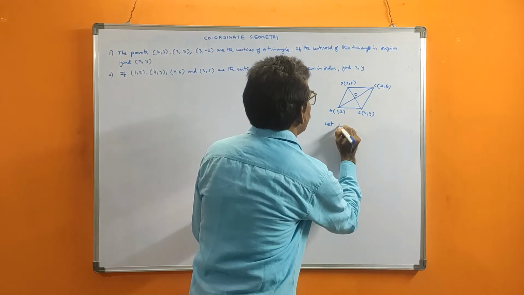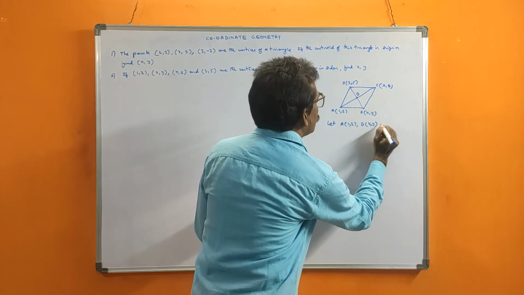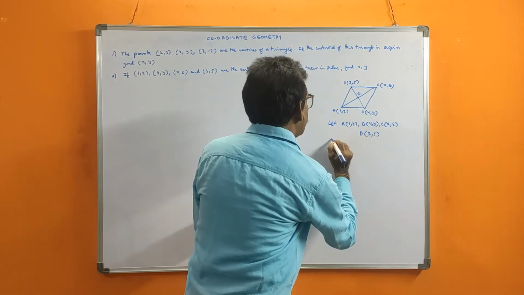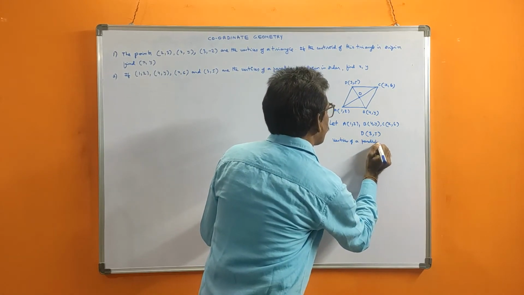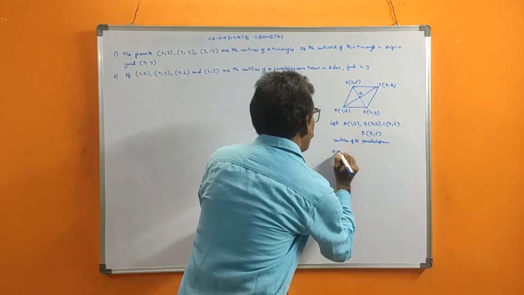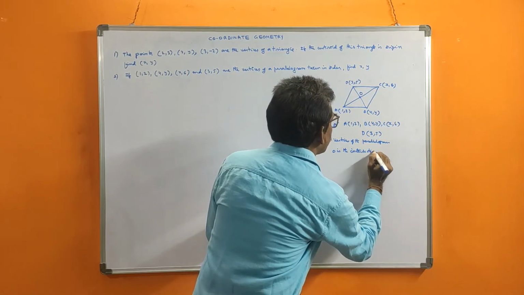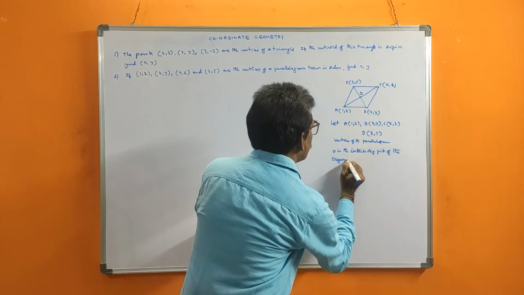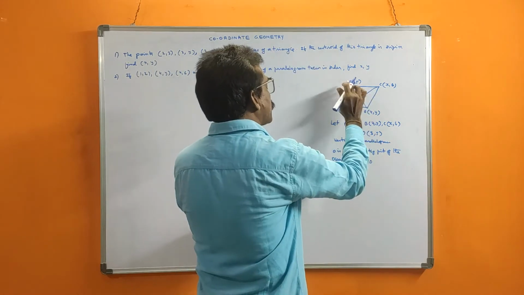Let A(1, 2), B(4, y), C(x, 6), D(3, 5) be the vertices of a parallelogram. O is the intersecting point of the diagonals AC, BD. This is the intersecting point of these.